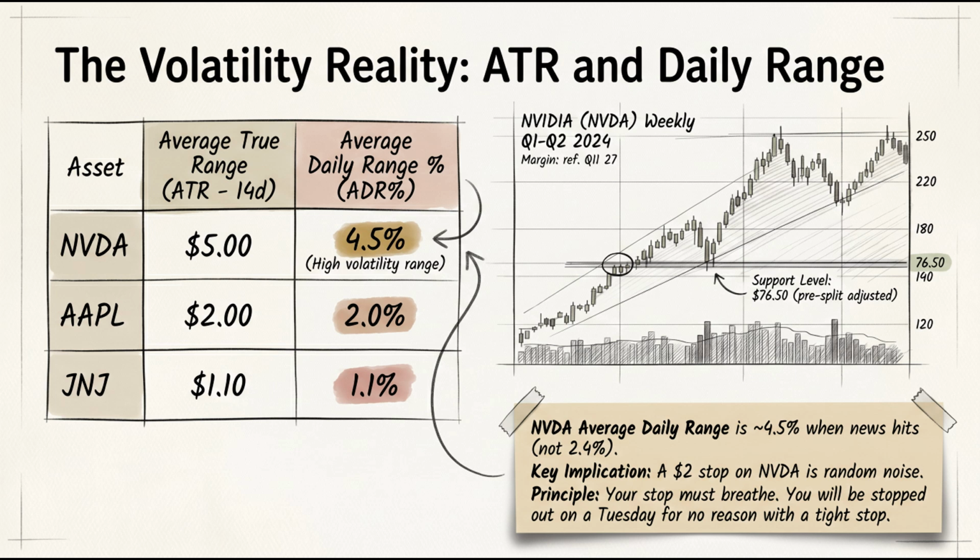Compare that to the 1.1% seen in Johnson & Johnson or the 2% in Apple. If you set a $2 stop on Nvidia, you're going to get stopped out by normal price noise. Your stop needs room to breathe, or you will be shaken out of a good trade simply because the stock is moving exactly as it should.